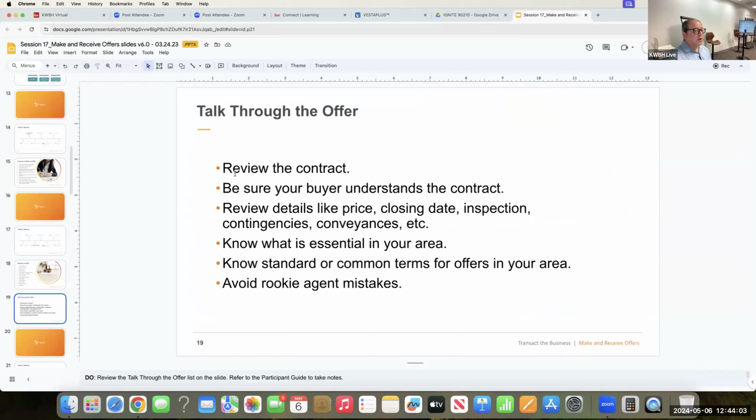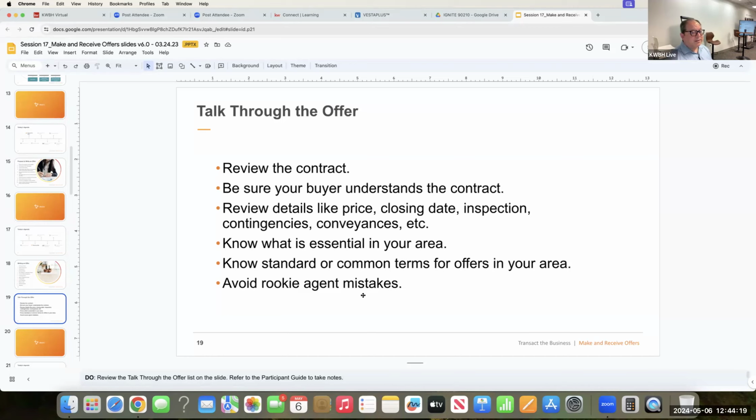Okay, talk through the offer. So review the contract, be sure your buyer understands the contract. Review details like price, closing dates. Know what is essential in your area. Know standard or common terms for offers in your area.